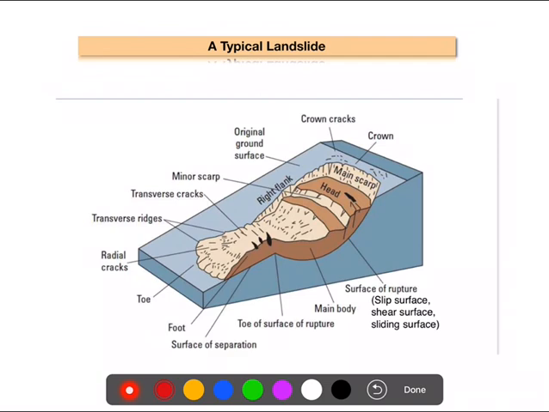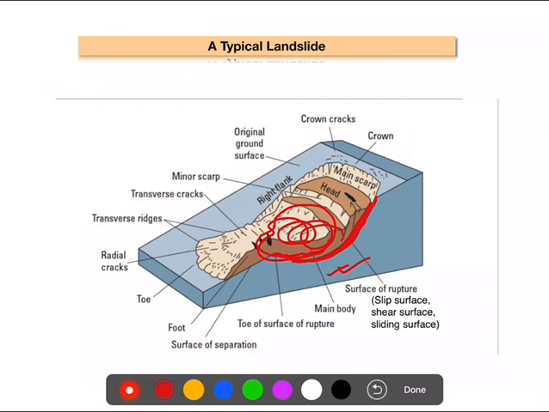Then there is your surface of rupture. If you define it, you can call it the surface which forms the lower boundary of the displaced material below the original ground. So this is the original ground, and this is the lower boundary above which there is the failed soil. The failed mass is there, and this is the original soil. So this boundary is called the surface of rupture.